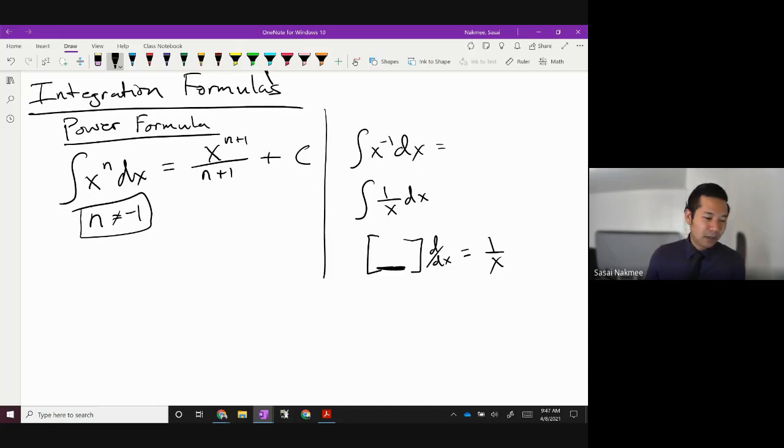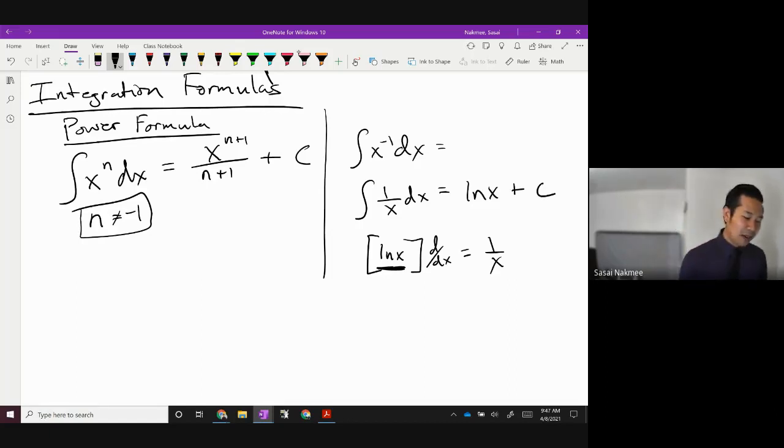What function? No? ln of x, Brian, that's it. If you take the derivative of ln of x, you end up with 1 over x. Therefore, the antiderivative of 1 over x is going to be equal to ln of x. That's it. Don't forget the plus c, though.